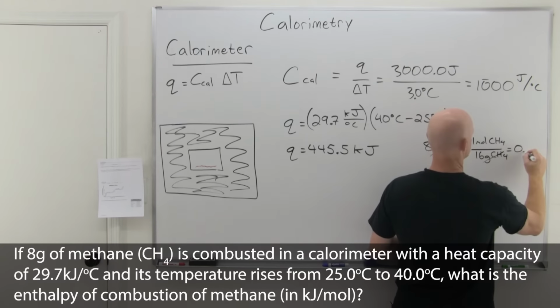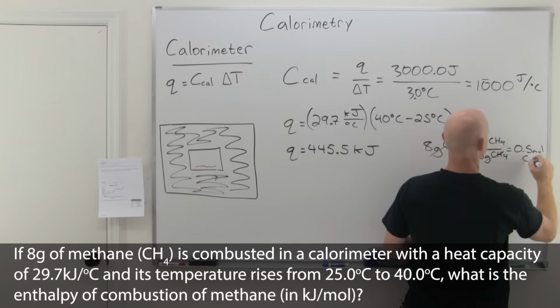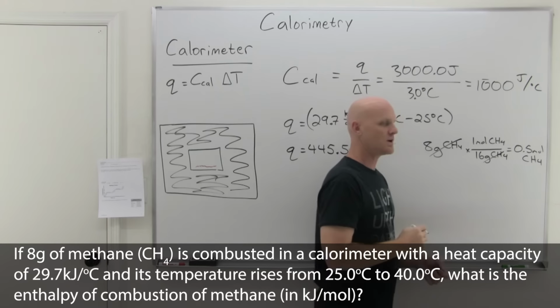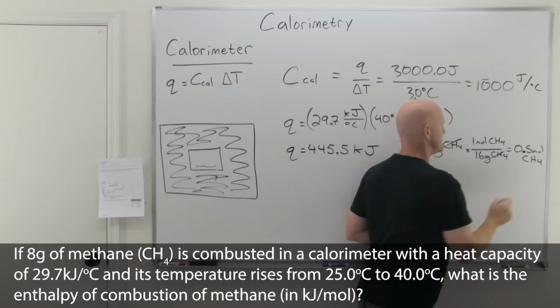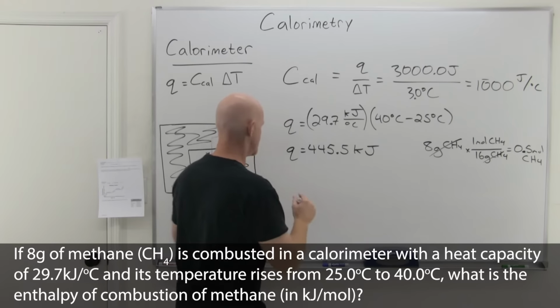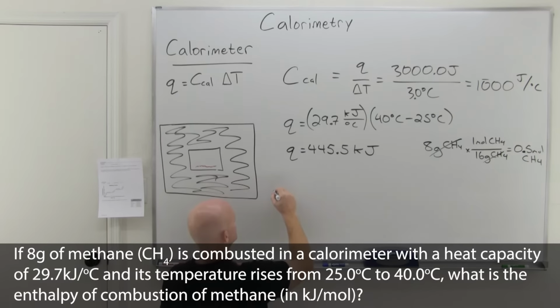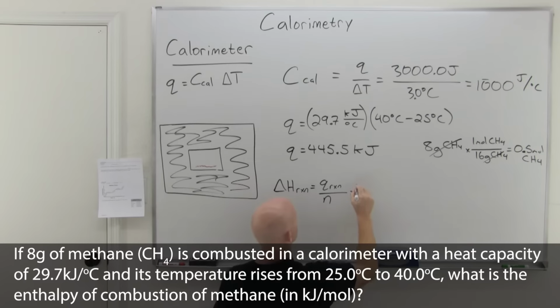And so we can see that we've got exactly 0.5 moles of methane. So I made the numbers nice here to make this work easy. And so what we're going to do now, to get our delta H here in the proper units, is take that Q that we just got and divide it by the number of moles, n, here representing the number of moles.